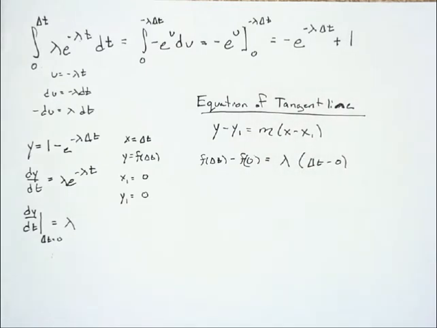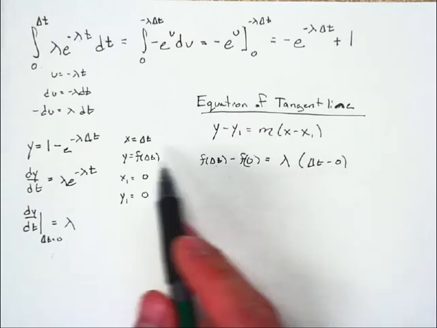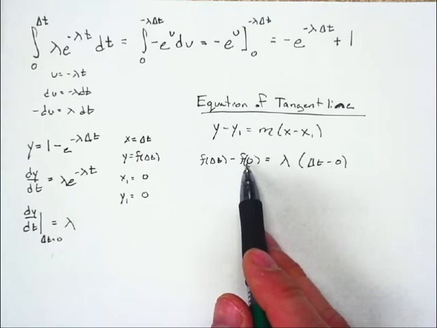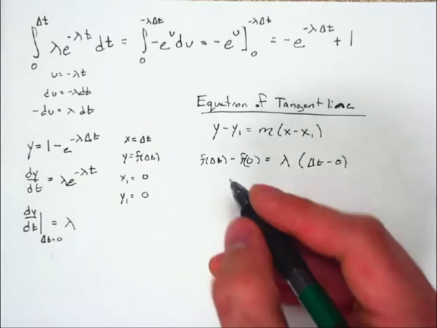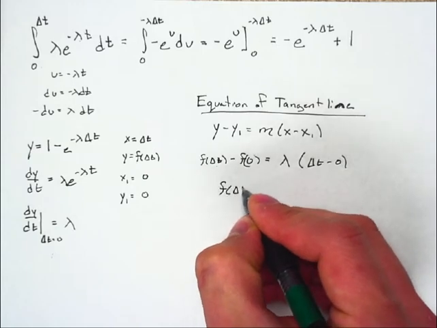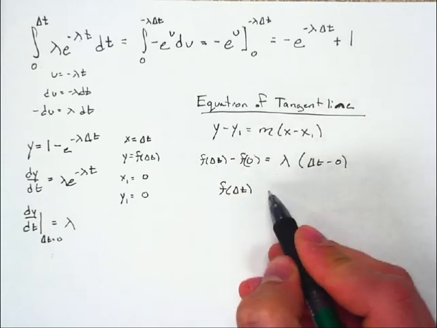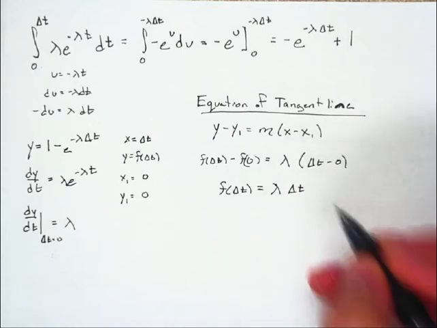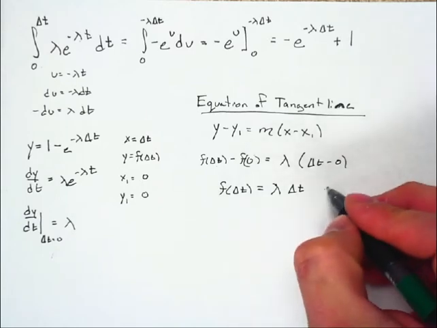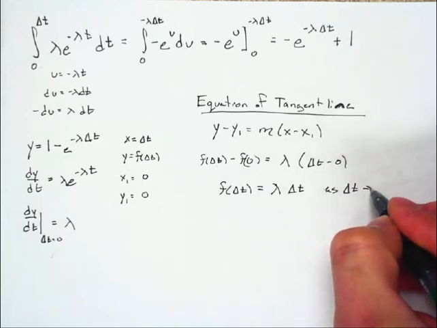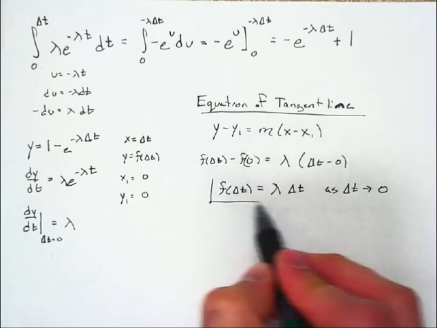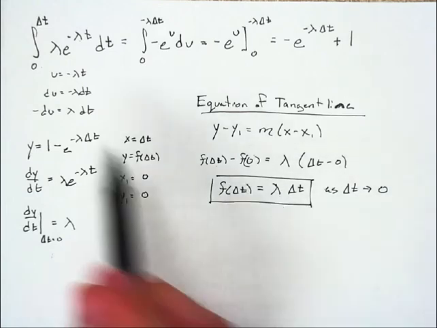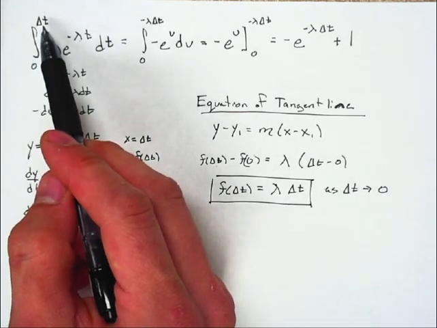As we evaluate the f of delta t, you have this f of 0, which we've already figured out is 0. So you have just f of delta t on the left side equals lambda times delta t minus 0, which is just lambda delta t. And this is as delta t goes towards 0. This is what the video stated we were going to use for the probability that your next arrival occurs in delta t time units. So all this work explains why we used lambda delta t in that spot.